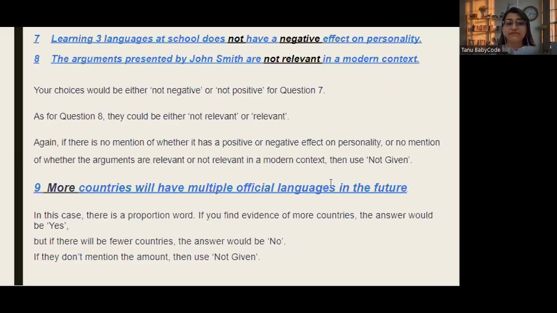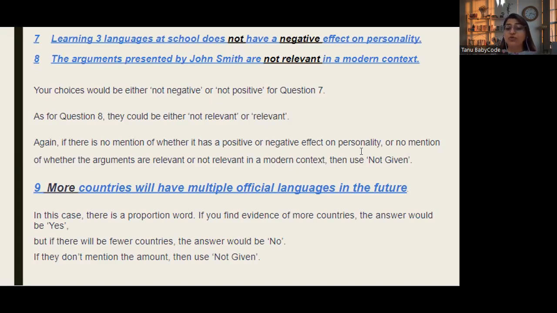Now see, for seventh, learning three languages at school does not have a negative effect on personality. Question number 8 says the arguments presented by John Smith are not relevant in modern context. So your choices for question 7 would be either not negative or not positive, because it says learning at school does not have a negative effect. And for question number 8, it could be relevant or it could be not relevant, right?